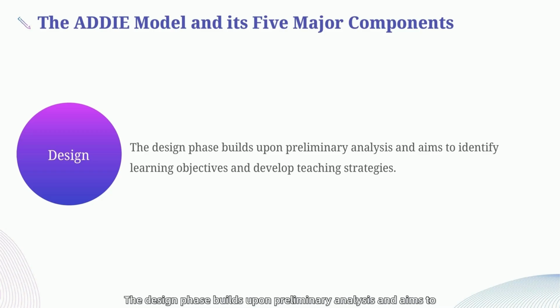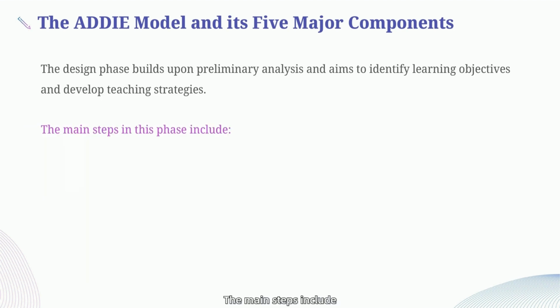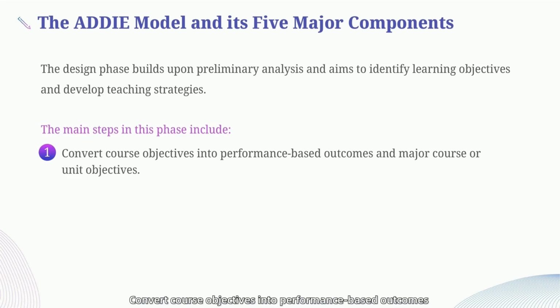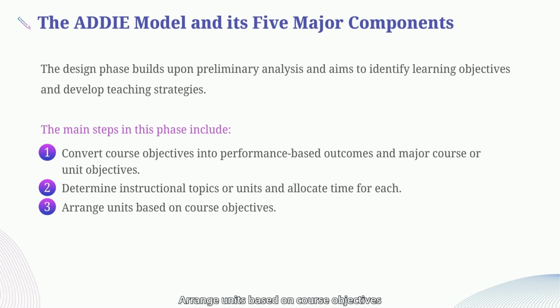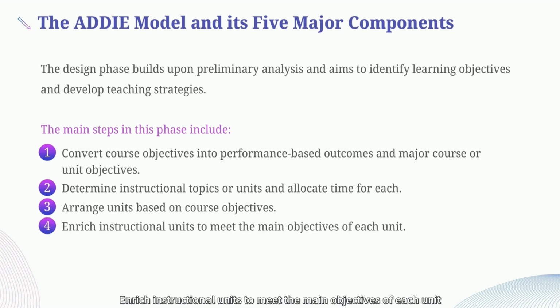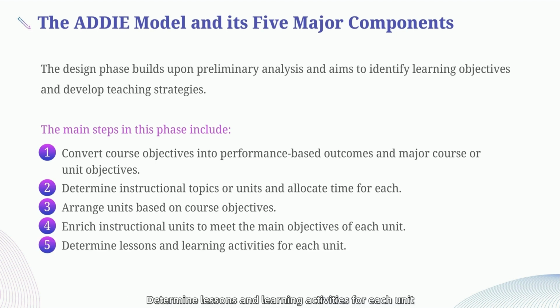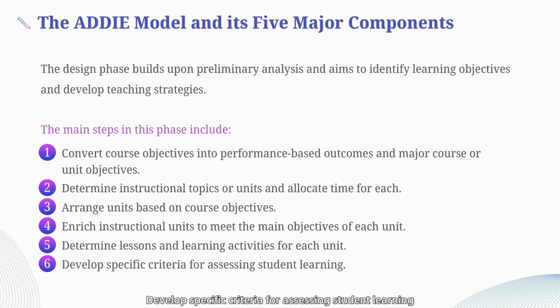The design phase builds upon preliminary analysis and aims to identify learning objectives and develop teaching strategies. The main steps include convert course objectives into performance-based outcomes and major course or unit objectives. Determine instructional topics or units and allocate time for each. Arrange units based on course objectives. Enrich instructional units to meet the main objectives of each unit. Determine lessons and learning activities for each unit. Develop specific criteria for assessing student learning.